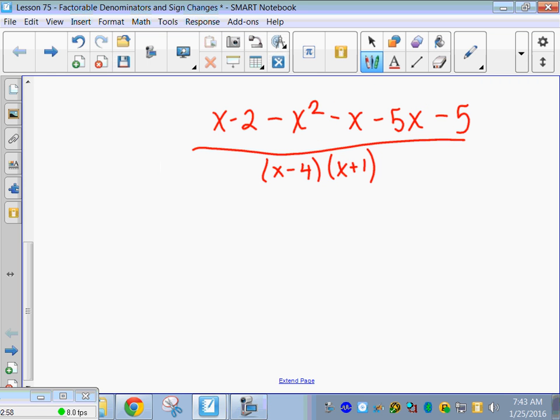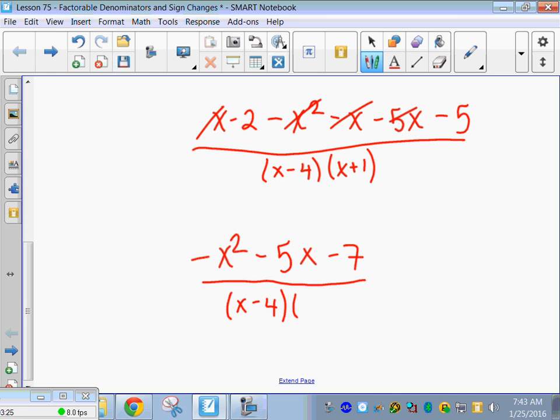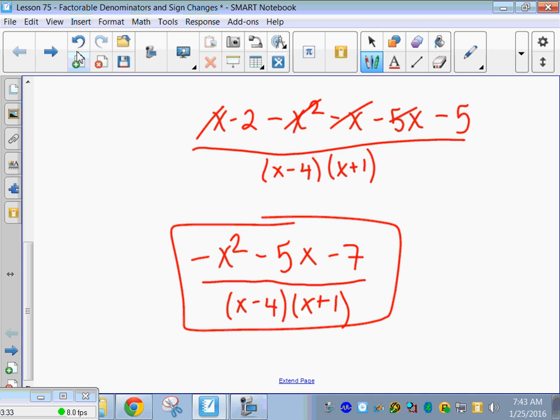Now we just combine like terms, so put it in order as you go as well. So my x squared term goes first. So I have a negative x squared, that's going to be first. x minus x actually just cancels out. And then I've got a negative 5x right here. And then my numbers, negative 2, negative 5 gives me negative 7 all over x minus 4, x plus 1. All right, and that's it.